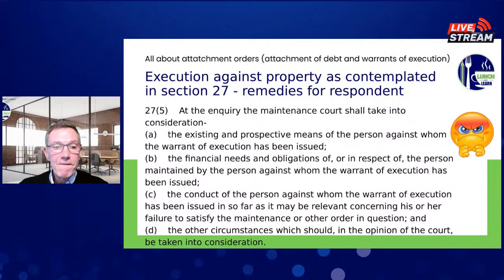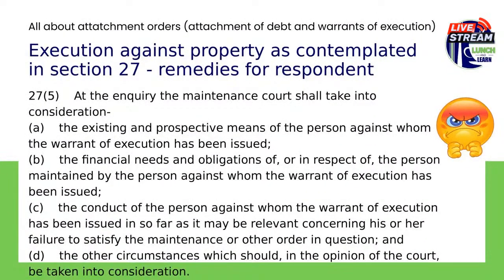Section 27.5 says that at the inquiry, the maintenance court would take into consideration the existing and the prospective means of the person against whom the warrant of execution has been issued. Of course, the courts will not necessarily just as a blanket decision decide to terminate or to suspend that warrant of execution. There needs to be due course, and there needs to be an investigation or inquiry. And the court would look at the existing and the prospective means of the person against whom the warrant of execution has been issued. The court would also look at the financial needs and obligation.